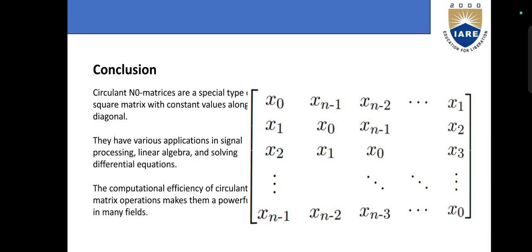Lastly, the conclusion. Circulant matrices are a special type of square matrices with constant values along diagonals. They have applications in signal processing, linear algebra, and solving differential equations. The computational efficiency of circulant matrix operations makes them powerful in many fields. Then x0, x(n-1), and so on, x1; x0, x(n-1), and so on, x2, x1; and x3, and so on, x(n-1), x(n-2), x(n-3), and so on, x0. And thank you.